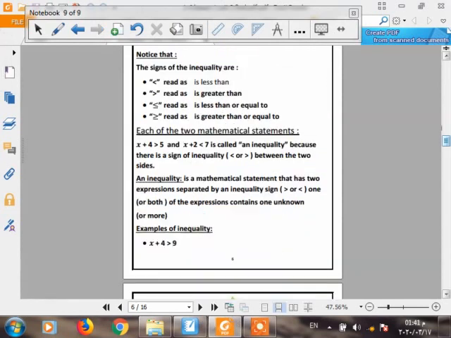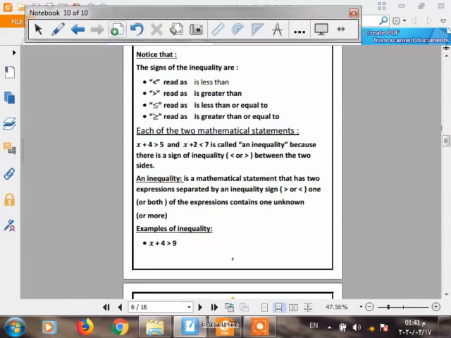Now we must know the meaning of each sign. Do you remember greater than and smaller than, which we took in junior 1? Okay, greater than and less than. So this sign is read as less than. This sign is read as greater than. What about this one? I add equal under it, so it's less than or equal. This one was greater; after adding equal under it, it becomes greater than or equal to.